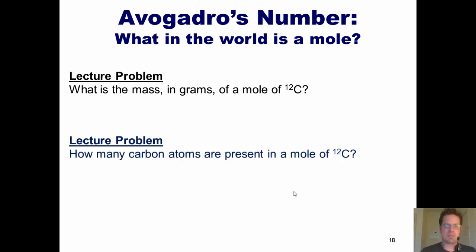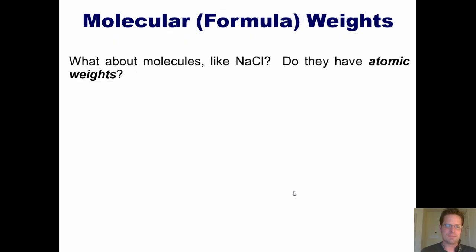Here's another lecture problem. How many atoms are present in a mole of carbon-12? I hope you guessed it. 6.022 times 10 to the 23rd. Does that make sense? Cool.